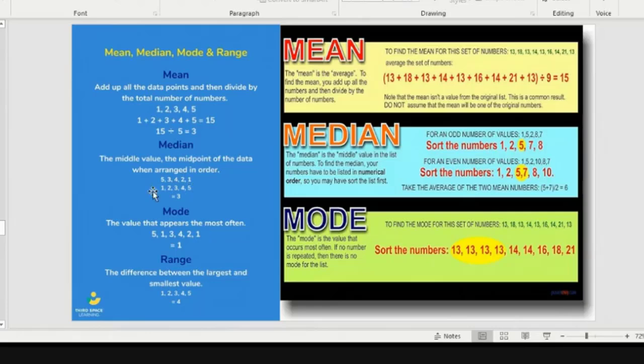The median is the middle value, the midpoint of the data when arranged in order. So you see, we first arranged our numbers in order, 1, 2, 3, 4, 5, and the median is 3. The mode is the value that appears the most often, in this case 1. The range is the difference between the largest and the smallest value. So the largest is 5, the smallest is 1, the difference is 4. And you have more examples here as well.